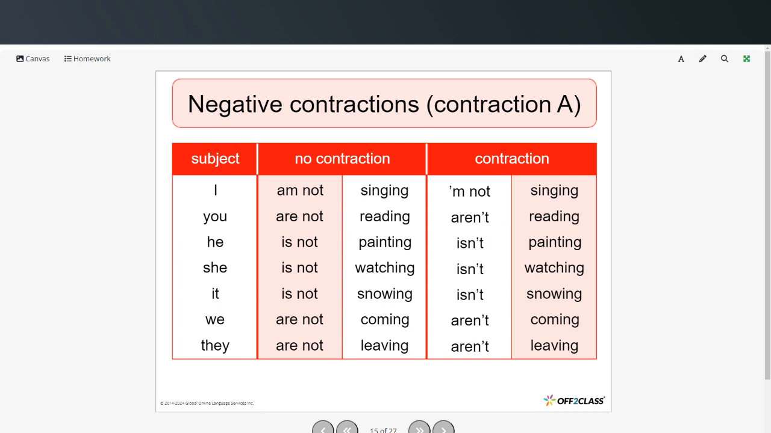So I am not singing or I'm not singing. You are not reading or you aren't reading. He is not painting or he isn't painting. She is not watching or she isn't watching. It is not snowing or it isn't snowing. We are not coming or we aren't coming. And they are not leaving or they aren't leaving.